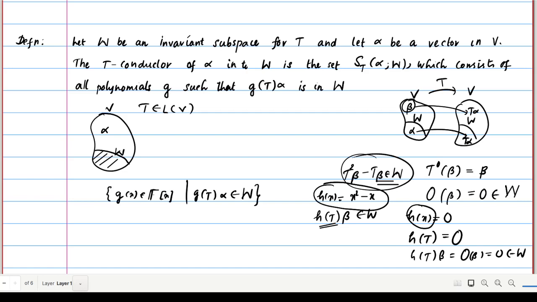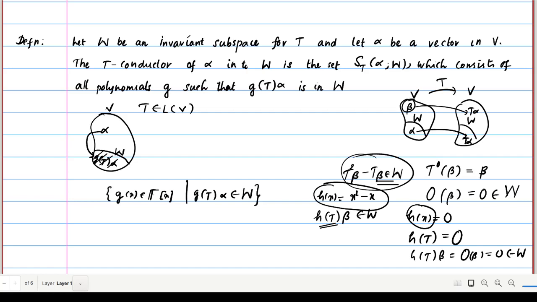So this G induces some linear operator, a polynomial in T, which brings this alpha into W, that is, the image of alpha under that linear operator G of T. Instead of taking T, we collect G of T of alpha belonging to W. In this case, we call these polynomials T conductors of alpha into W. That means if you take a G from this and apply G of T, then G of T of alpha is in W. So this G conducts, or brings, this alpha into this W.